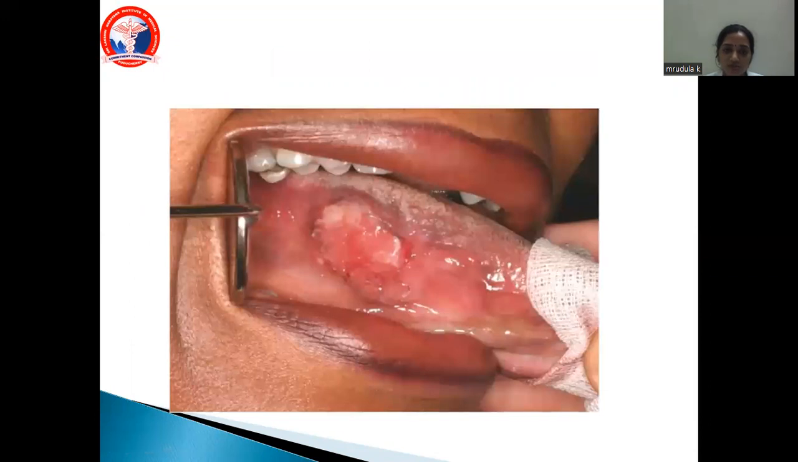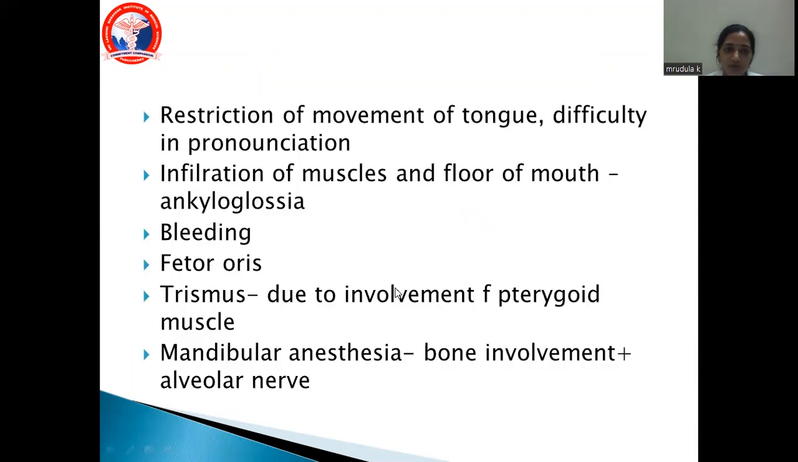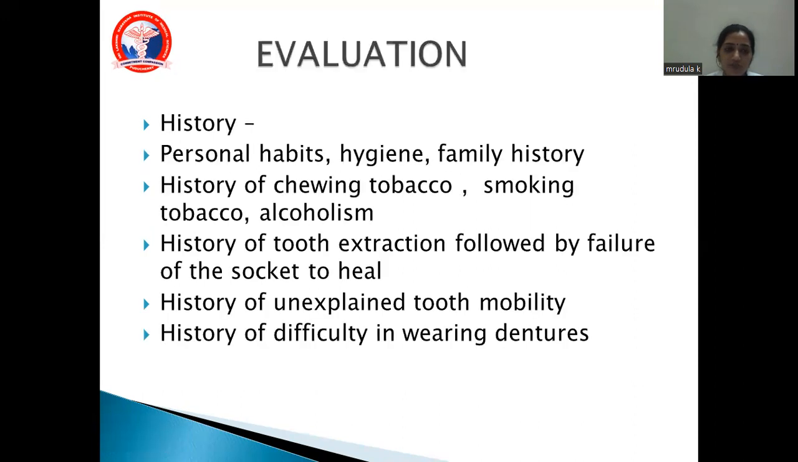So this is a classical ulcer on the lateral one-third of the tongue, and you can see there is a lot of excess salivation. And there is restricted movement of the tongue. The patient complains of difficulty in pronouncing certain words. There is infiltration of the muscles of the floor of the mouth, causing ankyloglossia, that is, the tongue doesn't move properly. And there may be bleeding, a bad odor, and trismus due to involvement of the pterygoid muscle. And there may be mandibular involvement because of bone infiltration and alveolar nerve involvement.